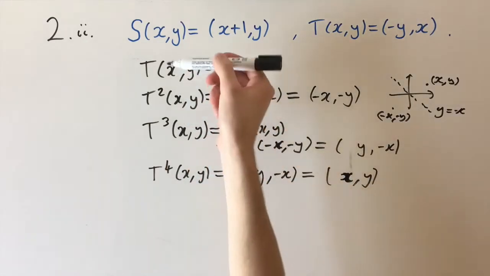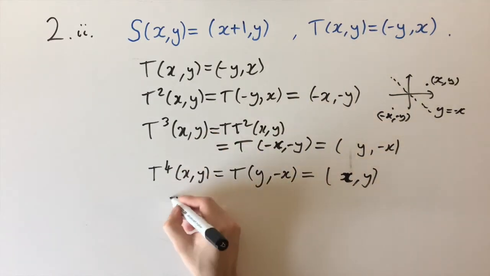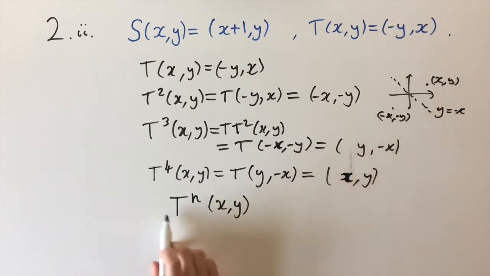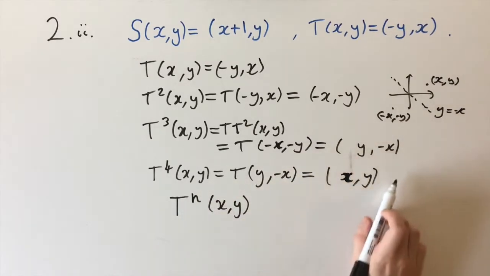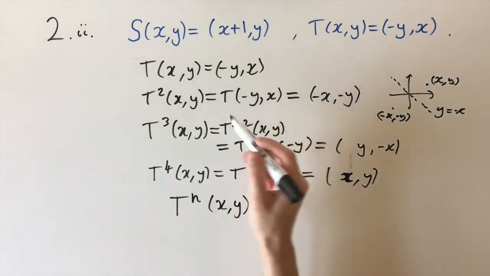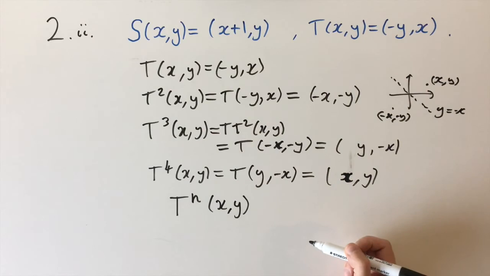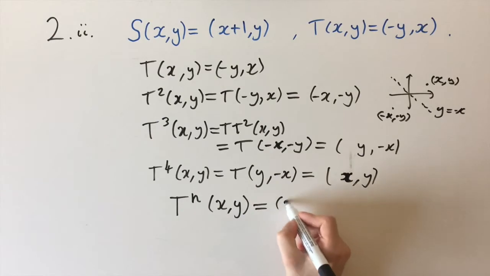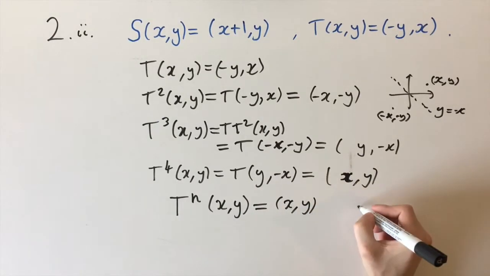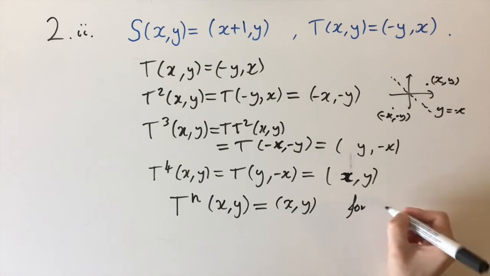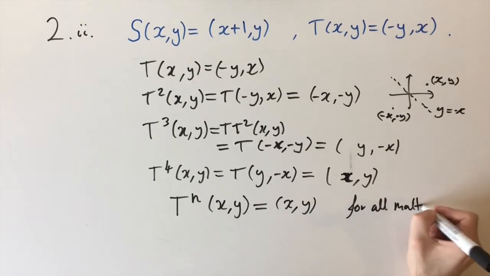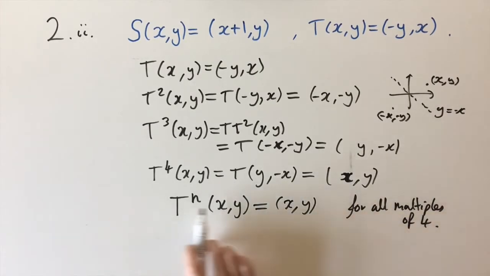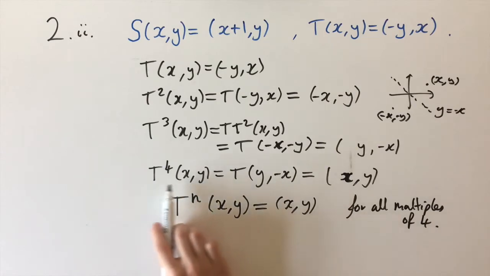And if you can imagine, we can just iterate this process. So if we were going to have t to the power of n for any n, we could just split this into multiples of 4, and then that would just be mapping onto itself, and then we just have left over the rest of the multiple. So we can deduce from this that this is going to equal xy for all multiples of 4.